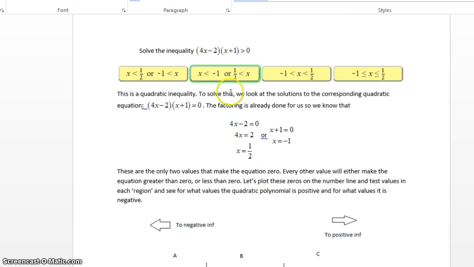So that is how we write our answer: x is either less than negative 1 or 1/2 is less than x. And any x that meets those criteria will make this inequality true. That will make it greater than 0.